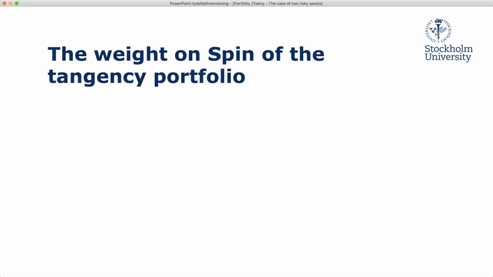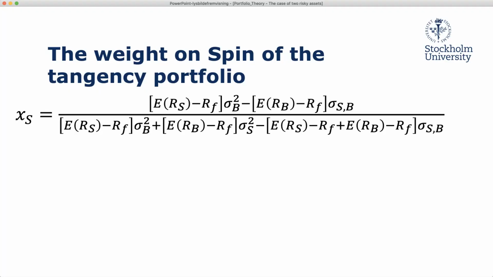When you do that, you find that the weight on spin is equal to this monstrous expression. Do not freak out. Proving all of this is beyond the scope of this course, but you will again have to trust me on this one.